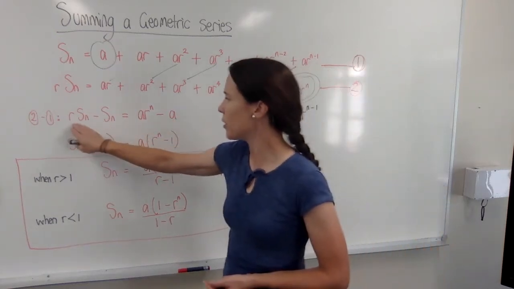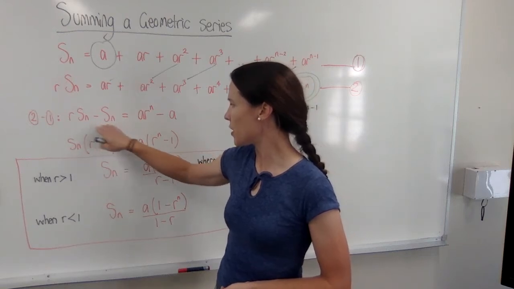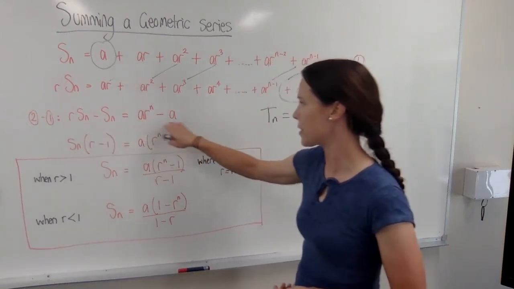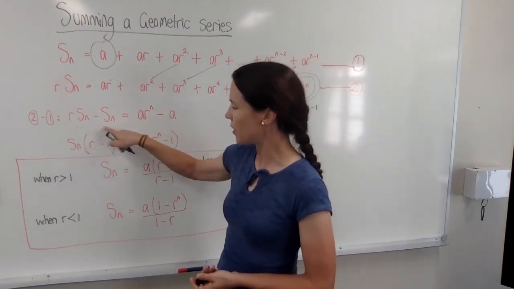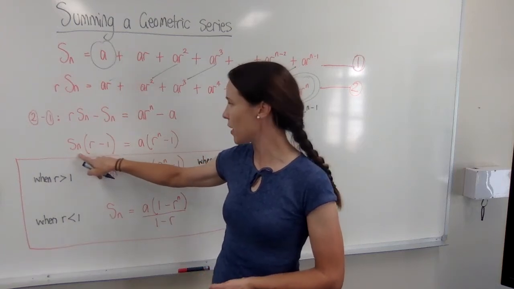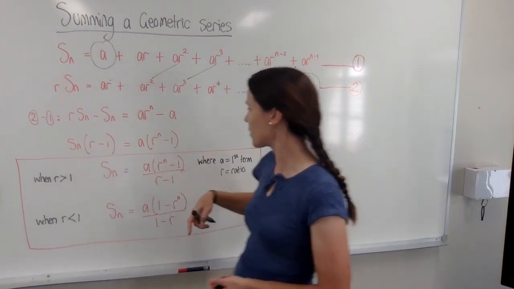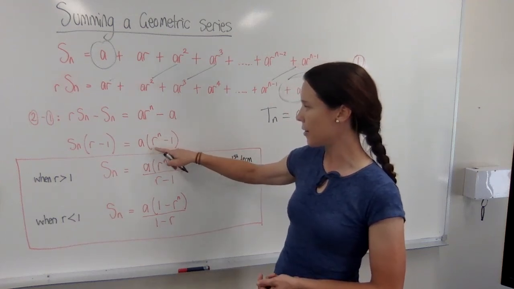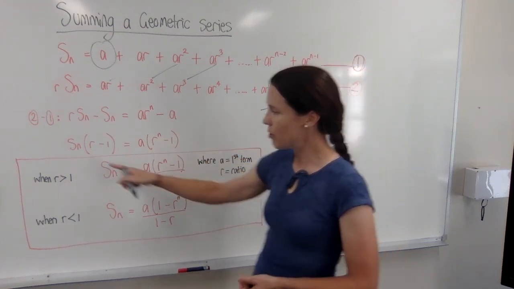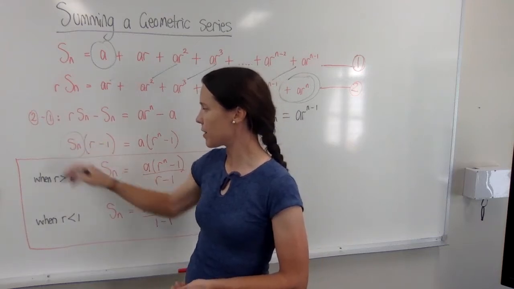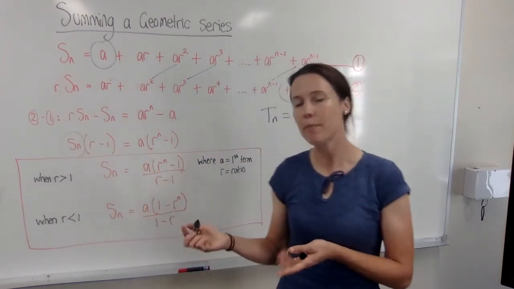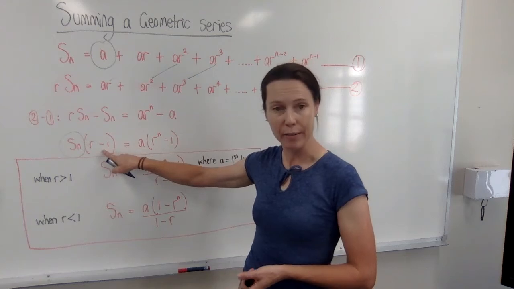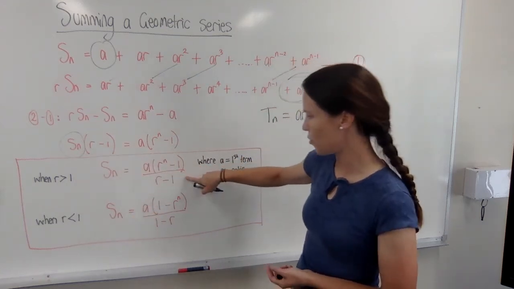All right, what can we do with that? Well, both terms here share something in common, so we can factorise, and same here. If I factorise this side, I can bring the sum to n terms out the front, and I end up with r minus 1 in the brackets. And here, taking a out the front of some brackets, I've got r to the n minus 1. So if I want to get the sum to n terms all by itself, I need to just divide both sides by r minus 1, and I'll get this formula here.